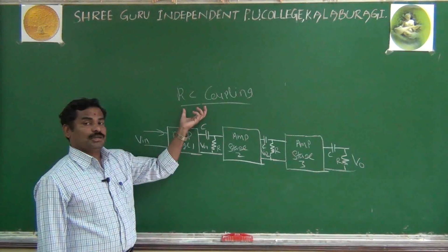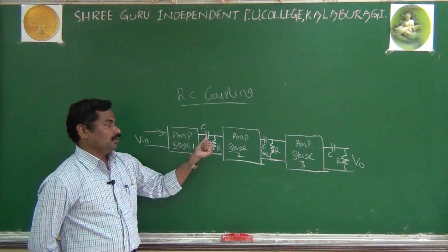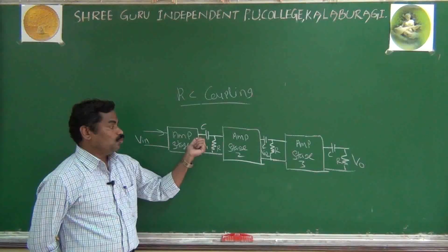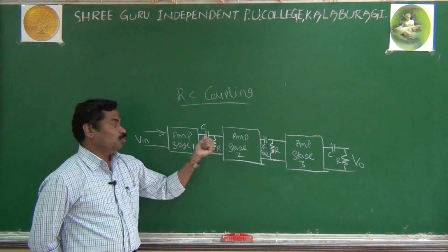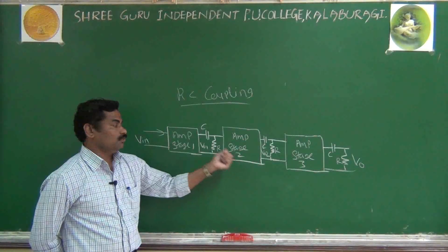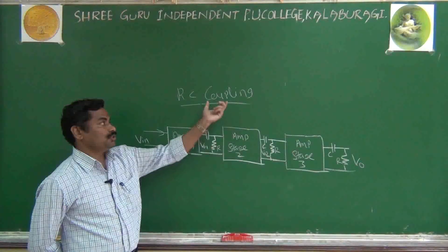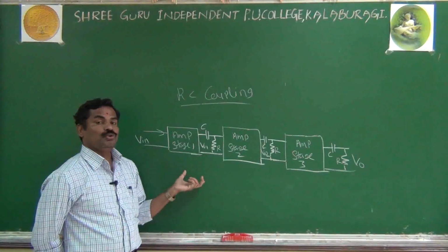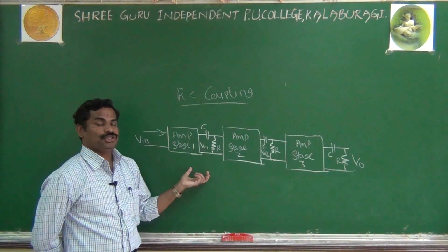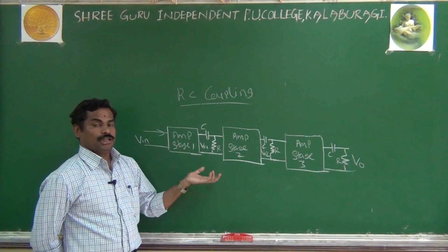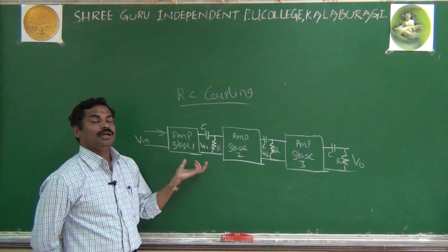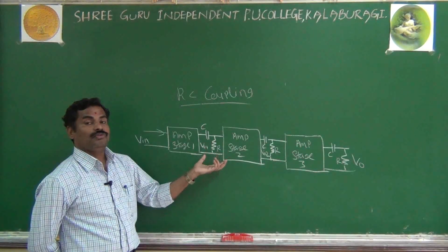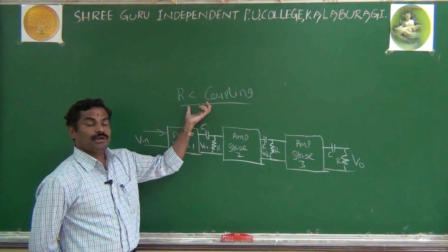Overall, in RC coupling you are transferring or connecting the output of one stage to the input of the next stage by using R and C. That's what is called RC coupling. Why do you prefer RC coupling? Because it has more voltage gain and more amplification as compared to transformer coupled and direct coupled. Also, if you want good frequency response, that is given by RC coupling.